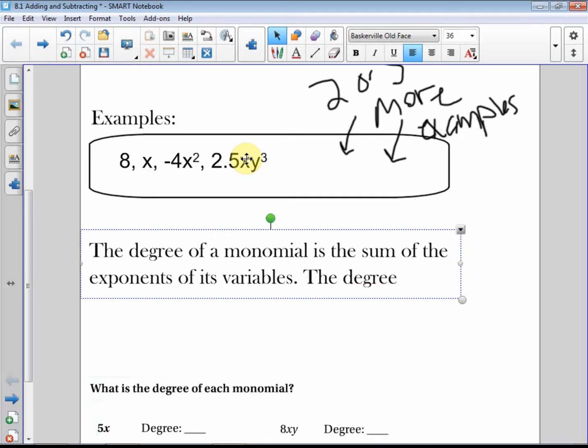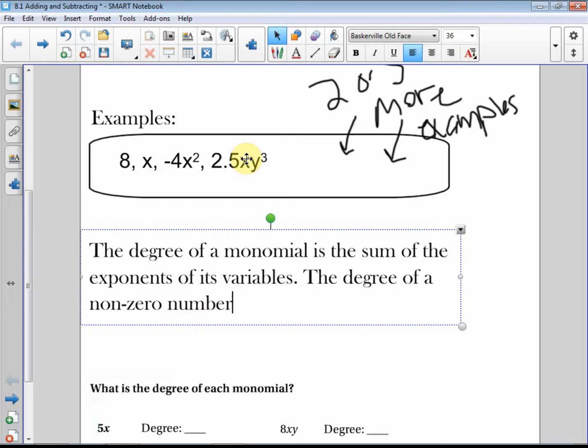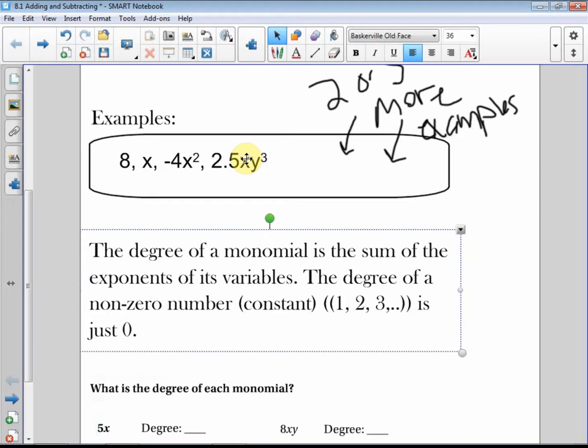However, the degree of a non-zero number or constant, hopefully you know what constants are, 1, 2, 3, and so on, is just 0. So the degree of 8 would be 0, the degree of 1 would be 0. But what about 0? The number 0 has no degree.